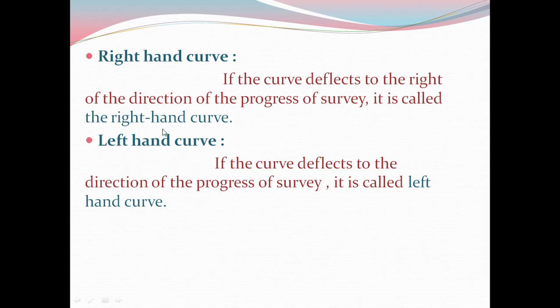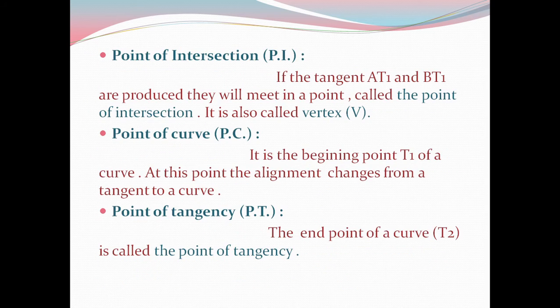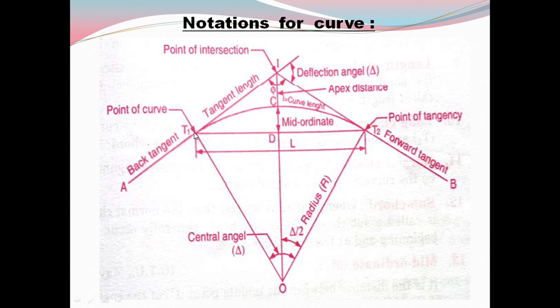Next, right hand curve and left hand curve. If the curve deflects to the right of the direction of the progress of the survey, it is called right hand curve. If the curve deflects to the left of the direction of the progress of the survey, it is called left hand curve. If the progress of the work starts from T1 to T2, that is called right hand curve. If the progress of the survey work starts from T2 to T1, it is called left hand curve. So these are the important notations we are using in a simple curve.